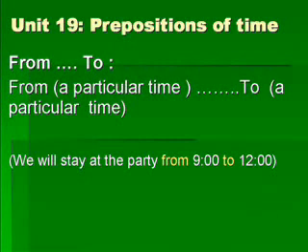For example, we will stay at the party from 9 to 12. So it kind of shows duration. It shows that you will stay there from 9, which is the starting time, to 12, which is the ending time, right? So it shows a duration. Just remember that whenever you want to show the starting time and ending time of any action or anything, you better use from and to.